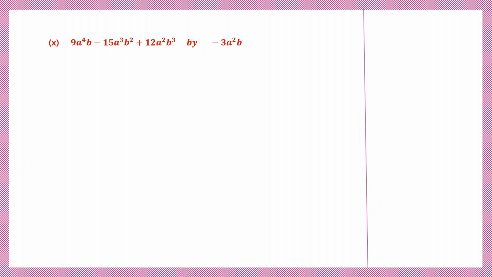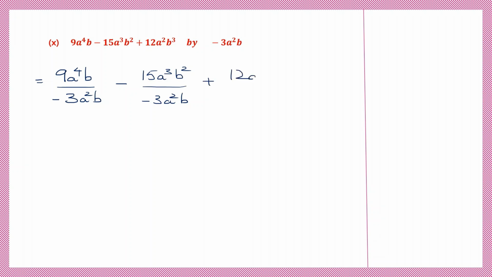Question 10. So here also we're going to divide each term of this expression by the divisor. So let's begin that. So here 9a to the power of 4b divided by minus 3a square b. Let's take the second expression. We have minus 15a to the power of 3b square divided by minus 3a square b plus 12a square b cubed divided by minus 3a square b. Okay, so let's begin the first one. So here we have plus. Plus into minus is minus.